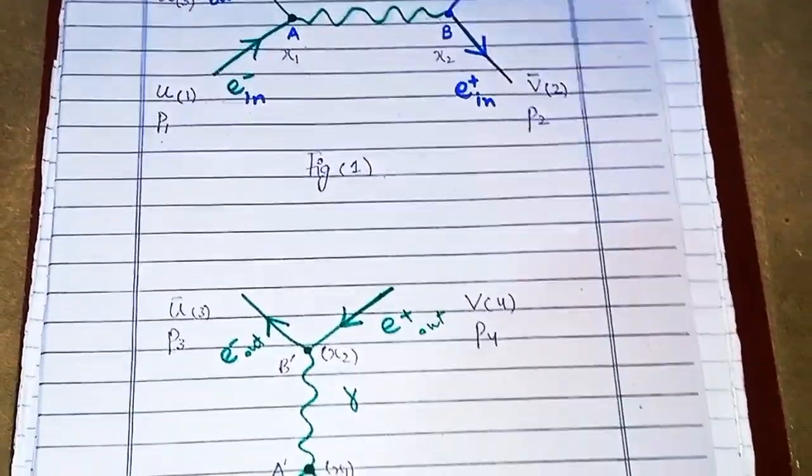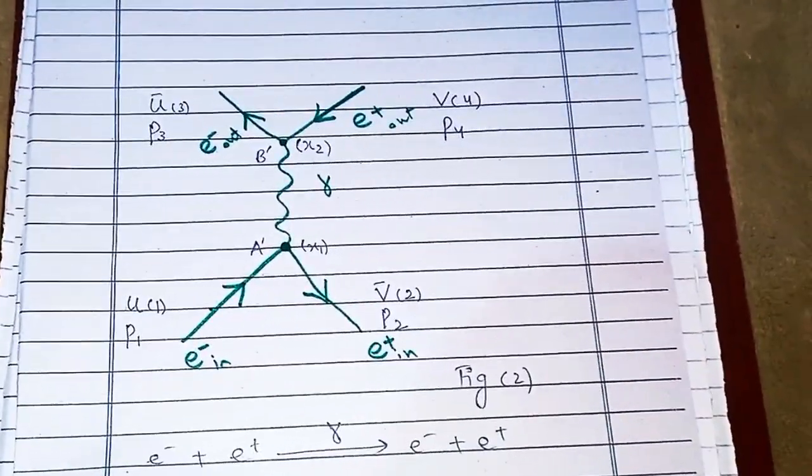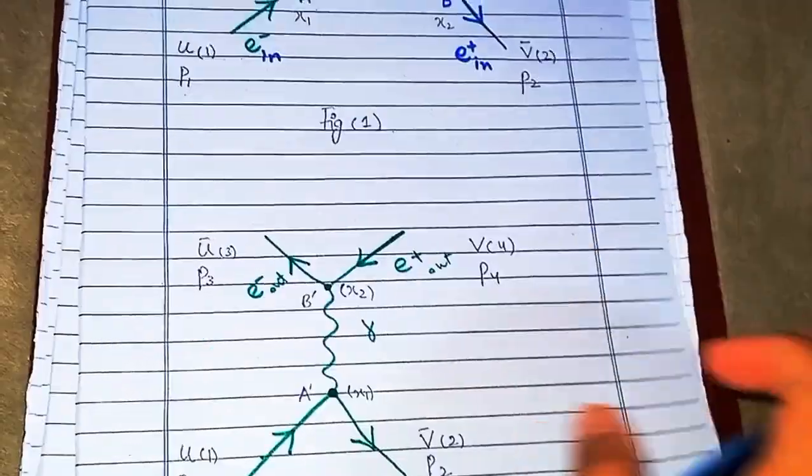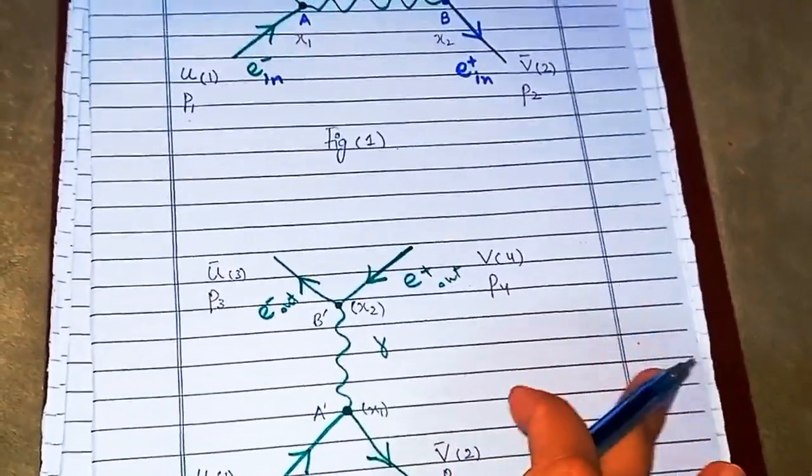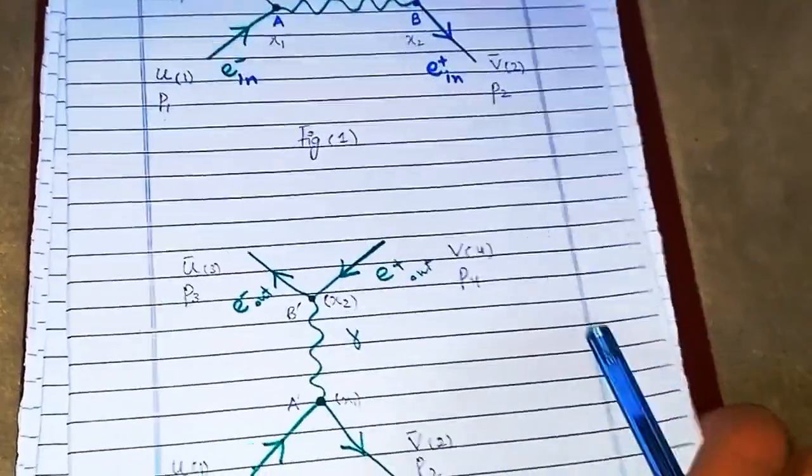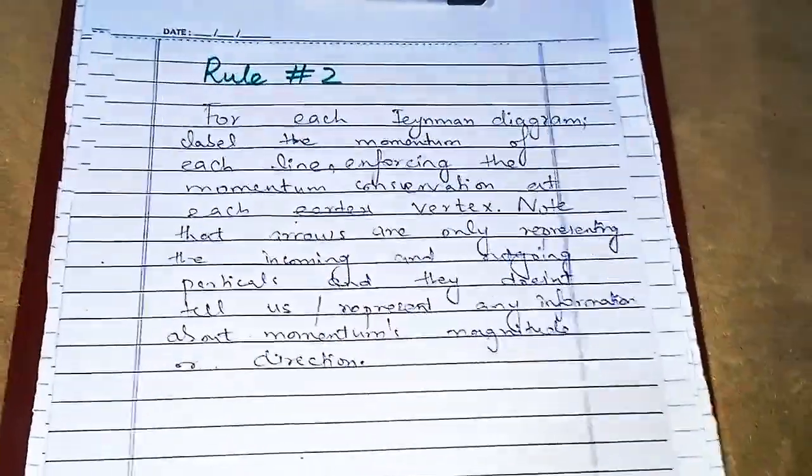In this way, we have satisfied and followed two of the rules in Feynman rules. And we'll refer to this diagram again and again, as I told you people, that this is the foundation of all the calculations that we'll be doing later on. This is the second rule.